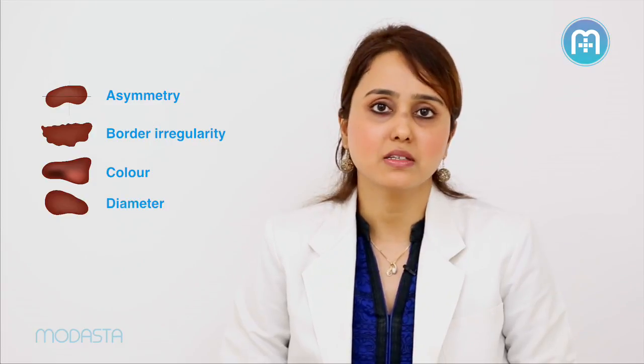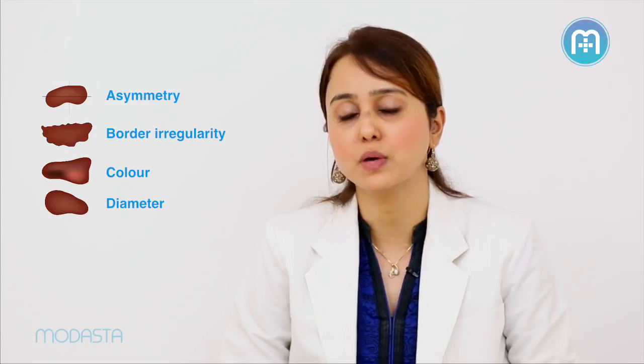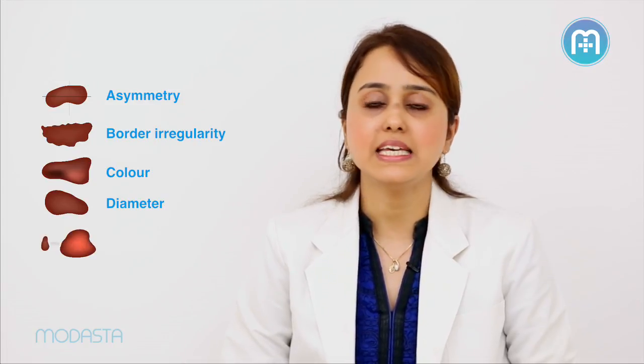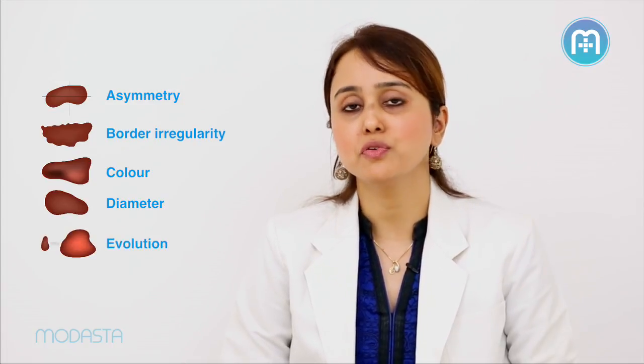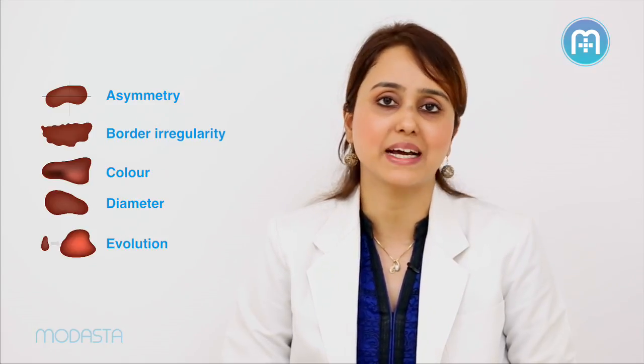D stands for diameter. Any mole that is greater than 6 millimeters in size is usually required to be monitored regularly. E stands for evolution. So if your mole is growing in size, if it is turning itchy, ulcerated or bleeding, those are bad signs.